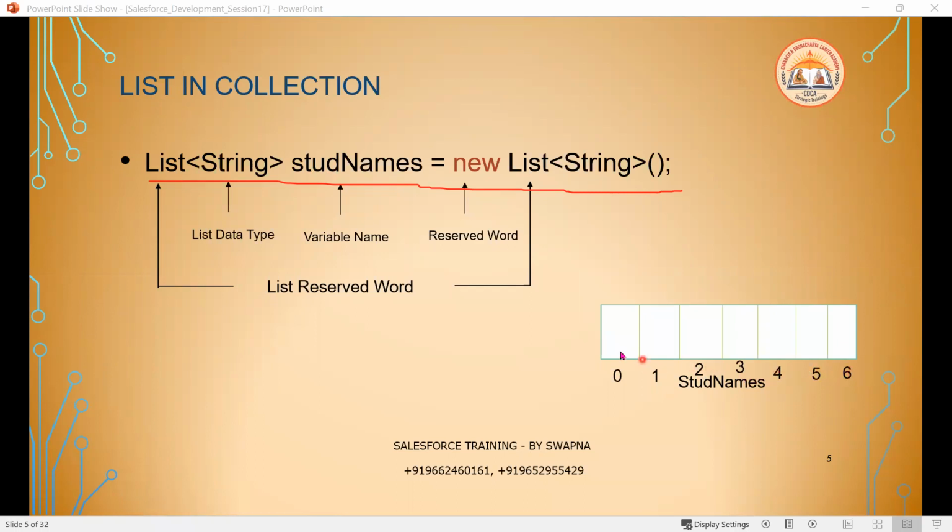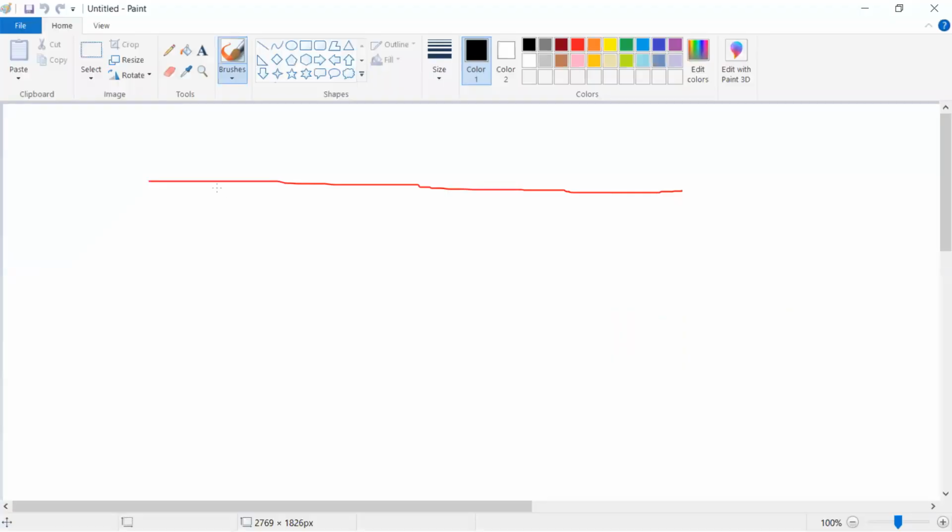Now, if you are going to store only two names, then the division is going to be two divisions. So whenever we run this code, first it is going to create a container.